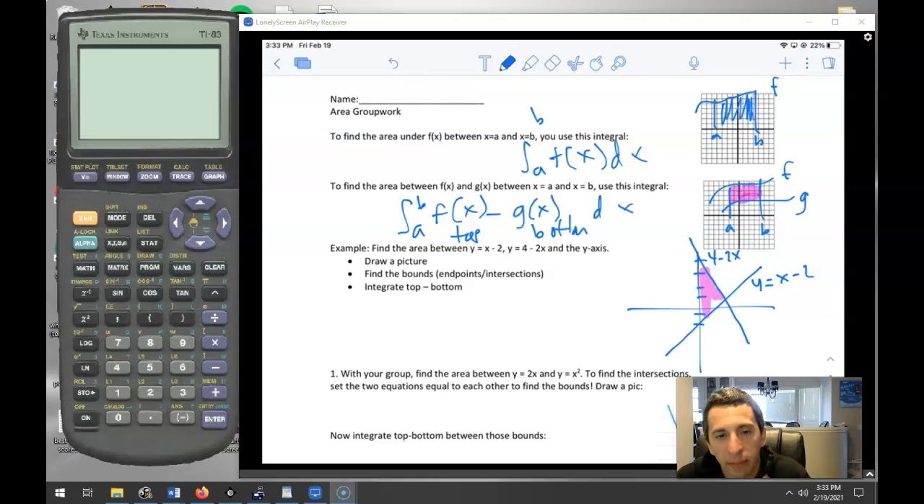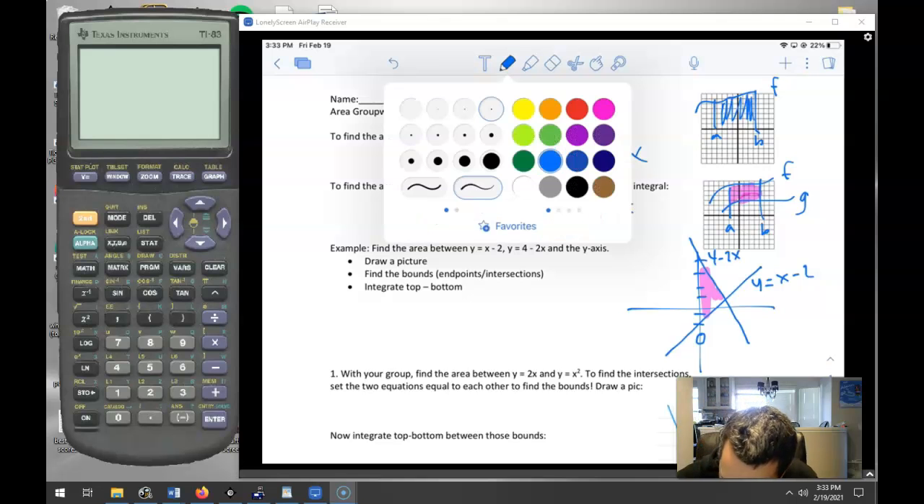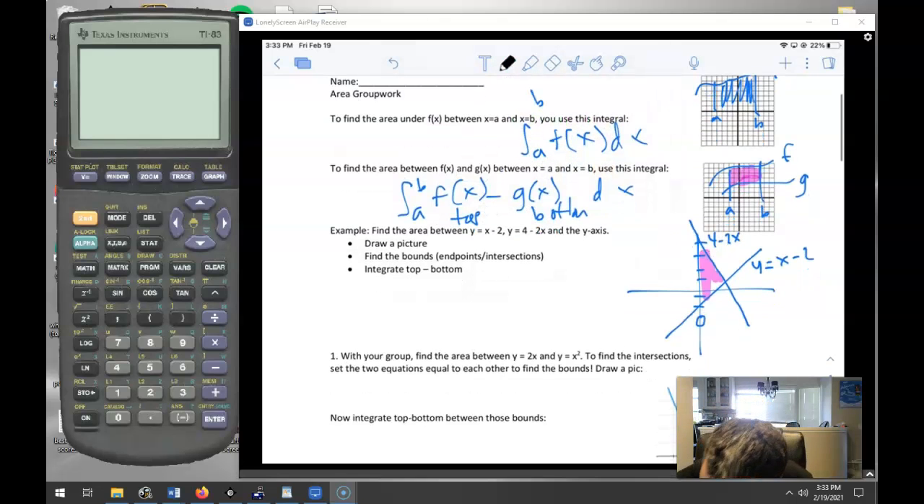Once you've found the picture and you know what area you're trying to find, the next thing you want to do is find the bounds. One of the bounds in this problem is easy, because the left-hand bound is obviously 0, because that's the left side. If I want to find the other bound, that is this intersection point.